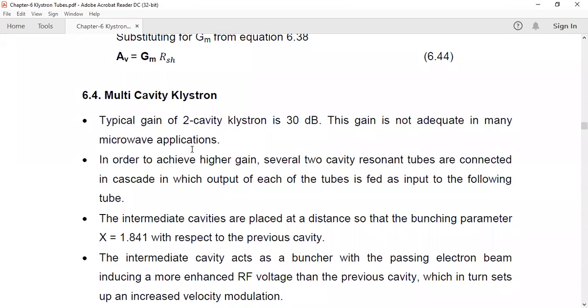These electron bunches are collected by the catcher cavity. Okay, there may be an increase in the current. That means automatically the power is increasing. That is the two cavity klystron.